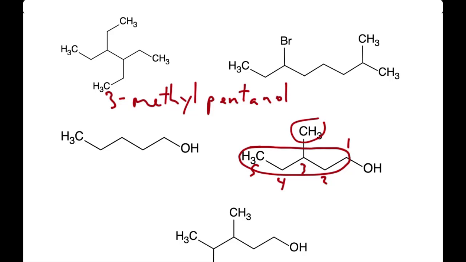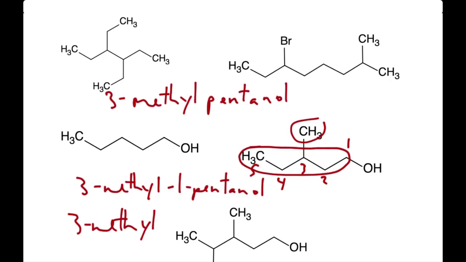But if we want it to be a little more specific, and we should, we want to call it a 3-methyl-1-pentanol or a 3-methyl-pentan-1-ol. And we should be more specific about this since we do have other substituents now on the chain. This is the better way to describe it.